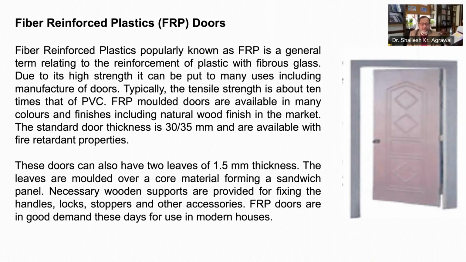These doors can also have two sheets or leaves of 1.5 mm thickness on the outer faces. These leaves are molded over a core material, forming a sandwich kind of panel. Necessary wooden supports are also required for fixing the handles, locks, stoppers, and other accessories. FRP doors are also in demand nowadays for use in modern houses.